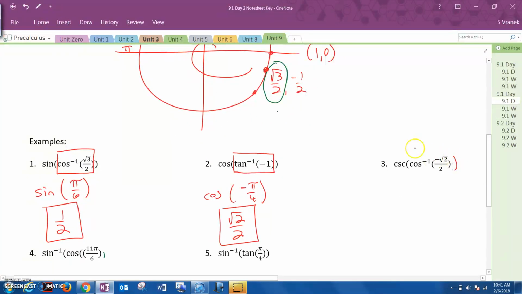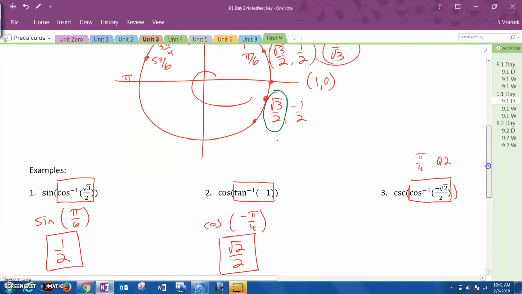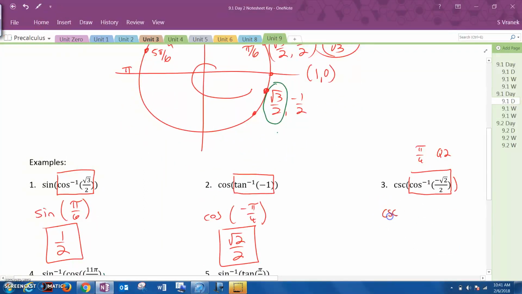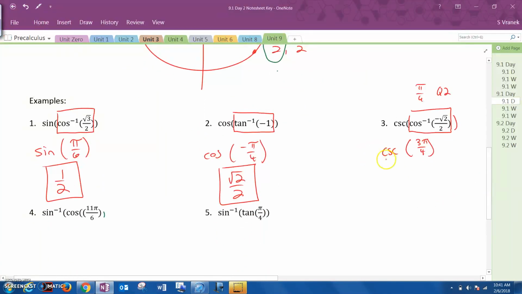And if you think you know these, you can pause and try a bunch out for yourself. This one's a little trickier. We have a root 2 over 2, which is a pi over 4 reference, but it's in quadrant 2. So again, if we look at our unit circle, the pi over 4 reference in quadrant 2 is 3 pi over 4. So this is asking for the cosecant at 3 pi over 4. Well, basically this is asking for the sine at 3 pi over 4. So the sine at 3 pi over 4 is root 2 over 2, which means the cosecant, you just flip that, is 2 over root 2, and we can leave it like that.